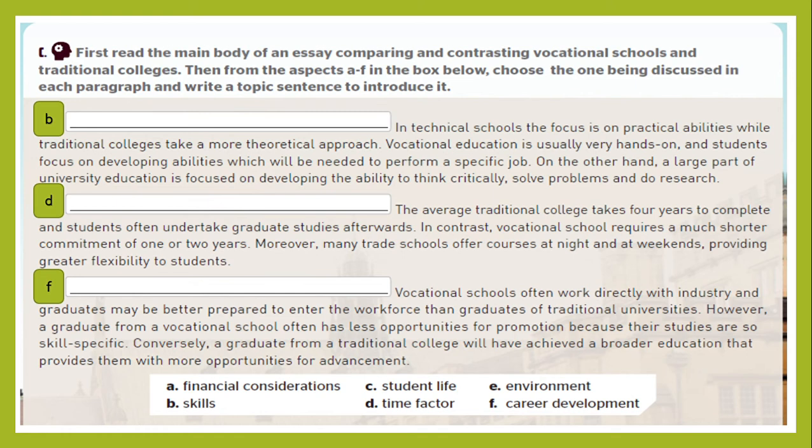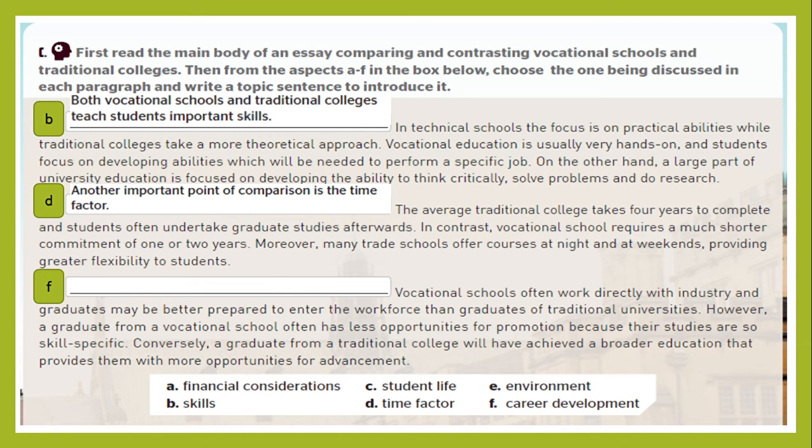Let's check your answer with this example. This is a suggested answer. Number 1: Both vocational school and traditional college teach students important skills. Second, another important point of comparison is the time factor. Then number 3: Finally, both types of schools offer different career development paths. Thank you very much for your answer.